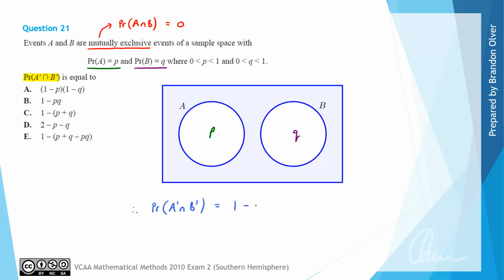and then it's going to be the probability of A, which is P, and then we also subtract away the probability of B, which is Q. Now that doesn't quite appear in our answer list, but we can rearrange this to equal 1 subtract, and then in brackets we can put P plus Q. And that is one of the answers. That is in fact option C. So that's the correct answer for question 21.